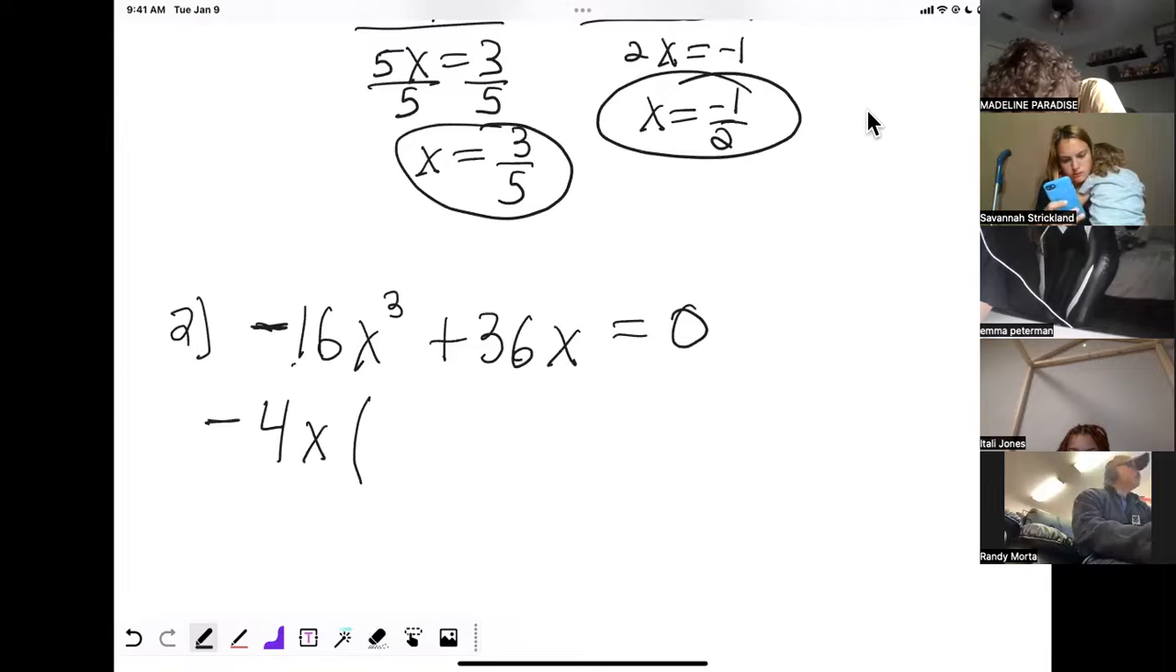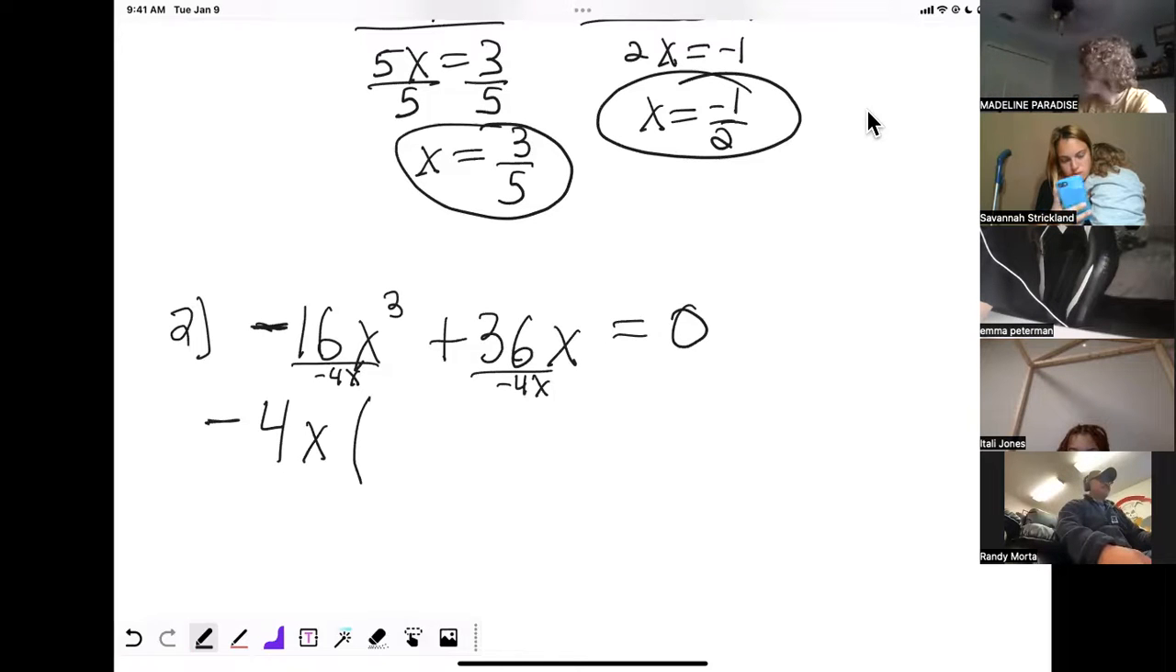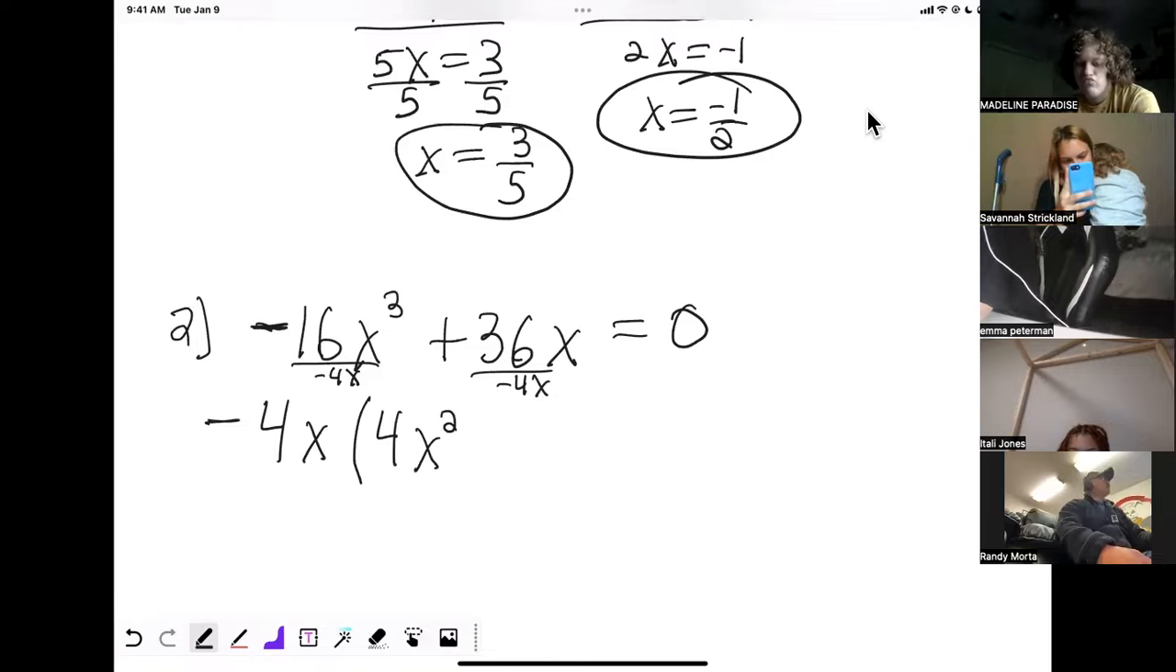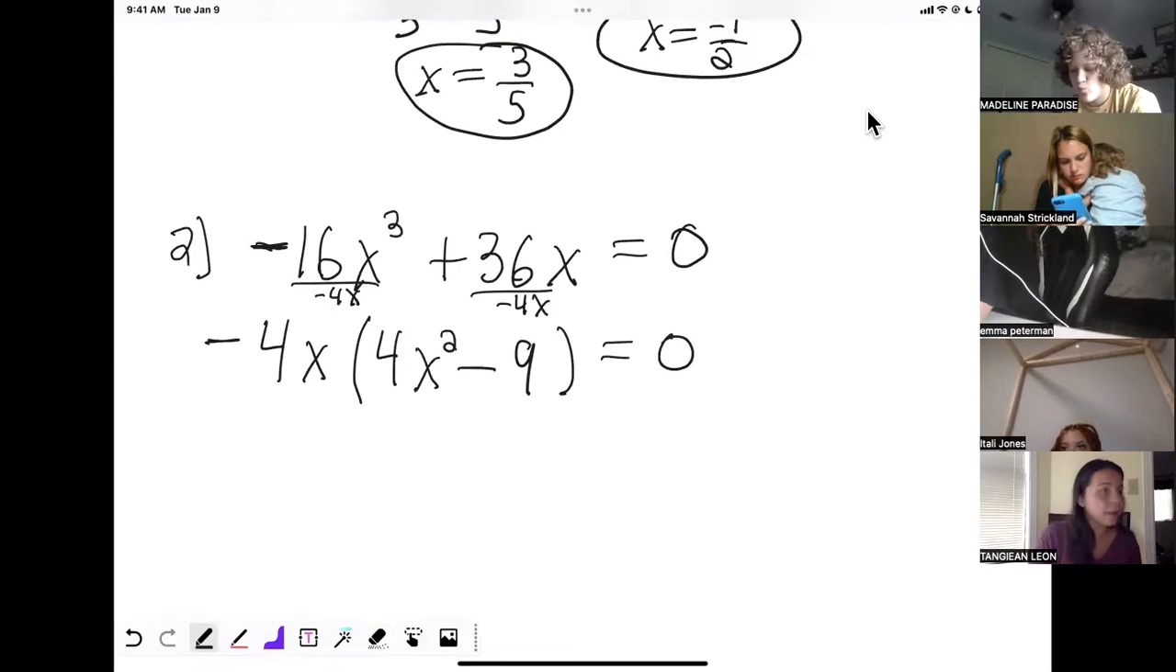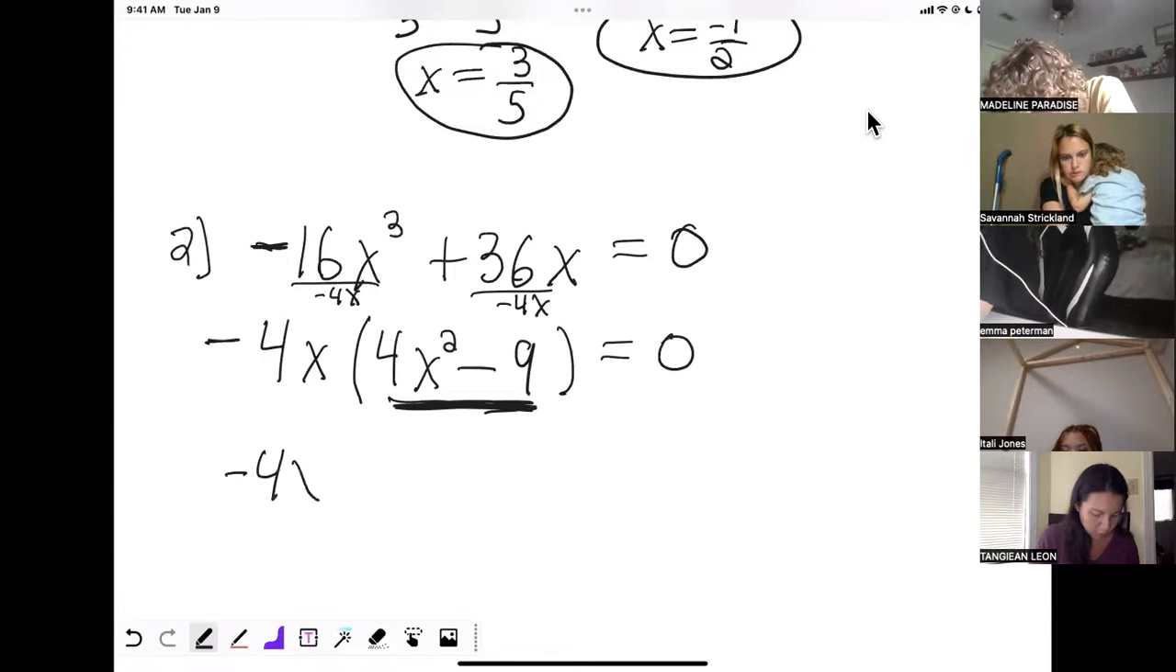Here we go. Okay, so we're going to divide everything by negative 4x. When I divide negative 16 divided by negative 4, I get 4. X cubed divided by x, x squared. 36 divided by negative 4, that's negative 9 or minus 9, and x goes away, equals 0. But look at this. Perfect square, difference of perfect squares. I can factor more. Negative 4x.